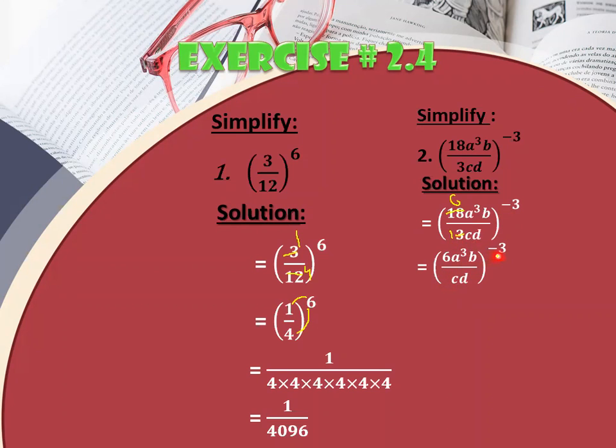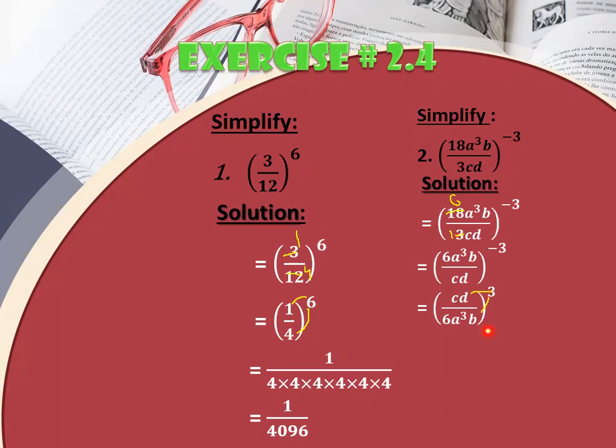Now, as you can see here, your exponent is minus 3. If your exponent is minus 3, you will take the reciprocal of your base, because you have to convert this minus 3 into plus 3. So your numerator, that is 6a cube b, will become your denominator, and your denominator, that is cd, will now become your numerator. And after this, minus 3 will be plus 3. Now you will apply this power 3 to this one and to this one as well. Okay, is it clear?